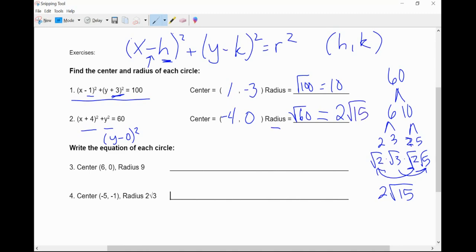Another way you can write the radius is in decimal form, and it's approximately 7.75. So that's the approximate length of the radius.